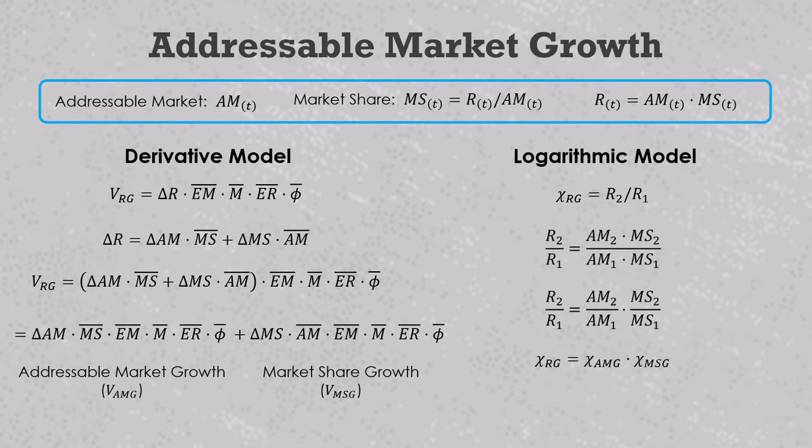The addressable market growth multiplier is AM2 over AM1, and the market share growth multiplier is MS2 over MS1. Now, these could be our final equations, but we often have a problem with AM1 and AM2. Measurements of the total dollar value of addressable market can be inconsistent and unreliable.